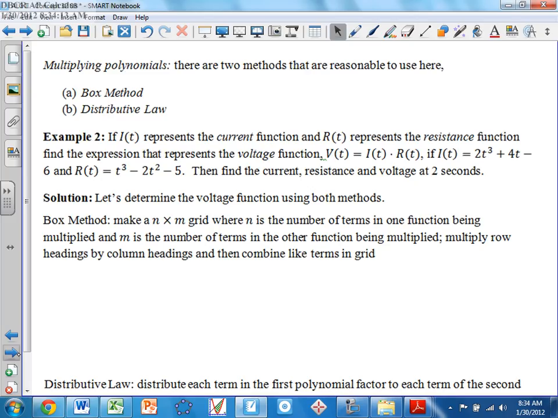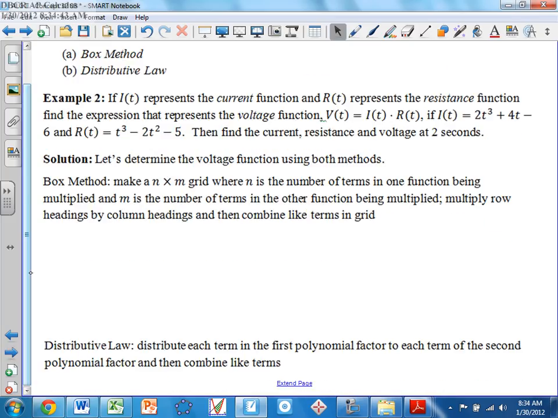Now, again, the question is asking us to find the voltage function by multiplying the other two functions and then evaluate them at a certain time, time equals 2. So, we're going to determine the voltage function using both methods. We're going to use the method called box method, and we're going to use the method called distributive law. Then, we will figure out the current, resistance, and voltage at 2 seconds. So, in order to do this, what I've done is simply written a way to verbalize what you're going to be doing for box method and for distributive law.